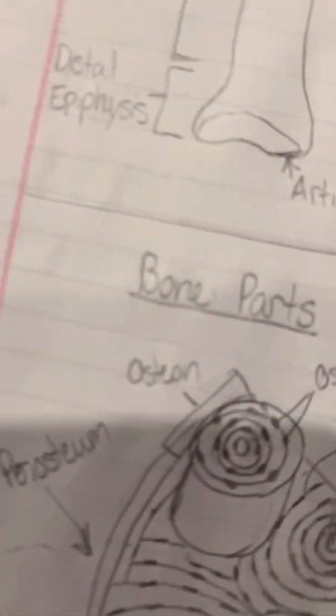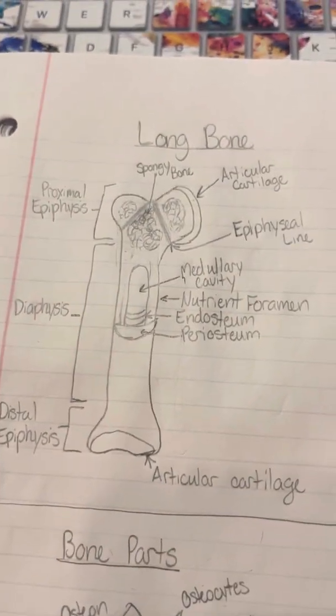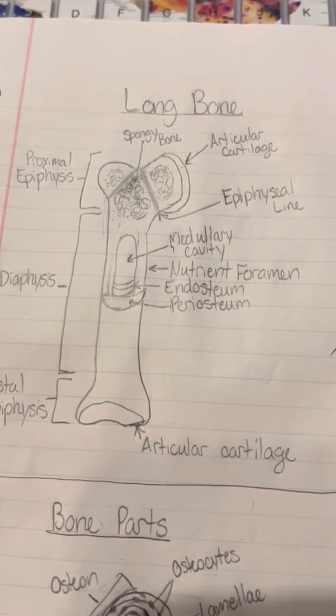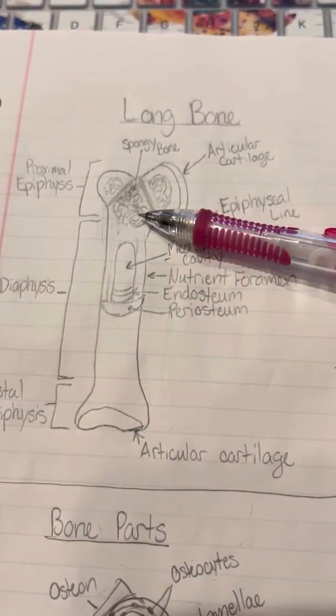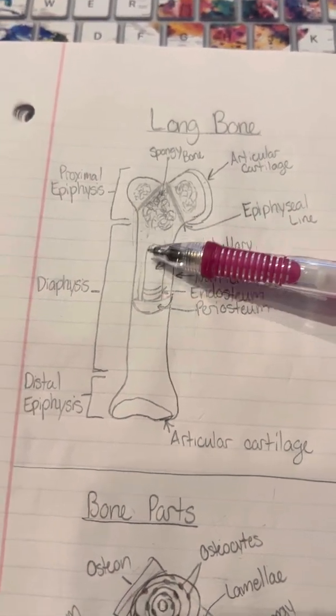Hi, my name's Desiree, and in this video we'll be going over the different parts of the long bone and then the microscopic parts of the bone itself. So first off, with the long bone, where you would find the long bone is your femur and your humerus. The ends are called epiphysis, and then the shaft of it is called a diaphysis.